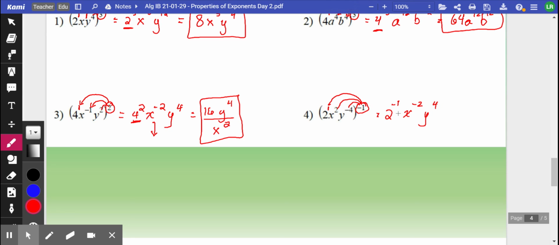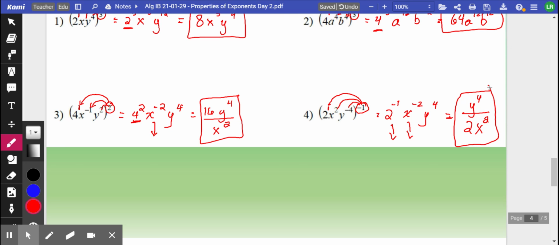Well, I have 2 things with negative exponents. So the 2 and the x are going to the bottom. Y to the fourth stays where it's at. 2 to the first, which is just 2. Then x squared.